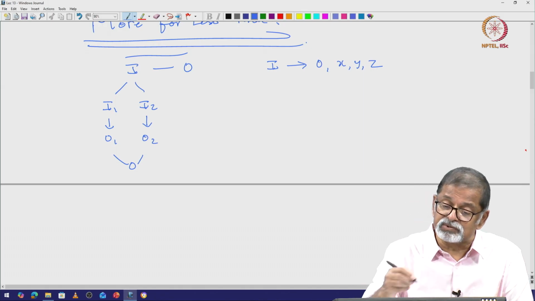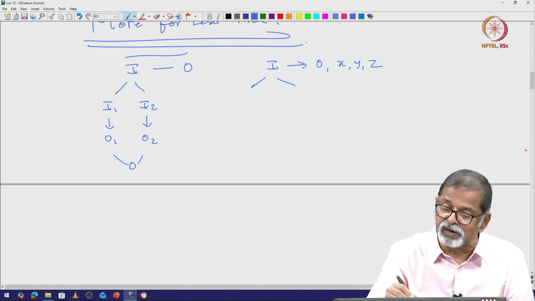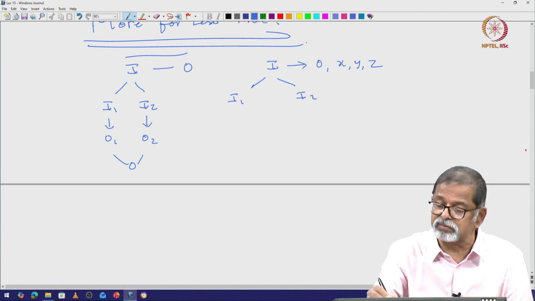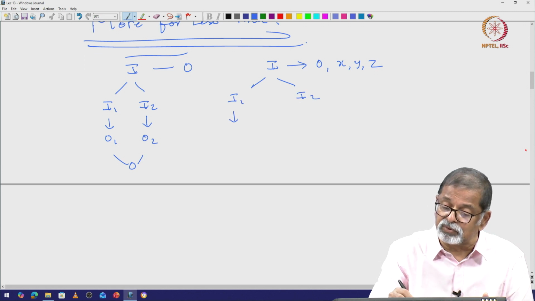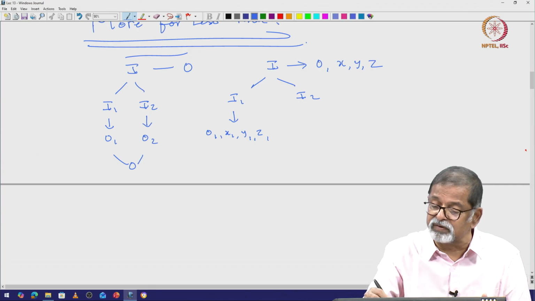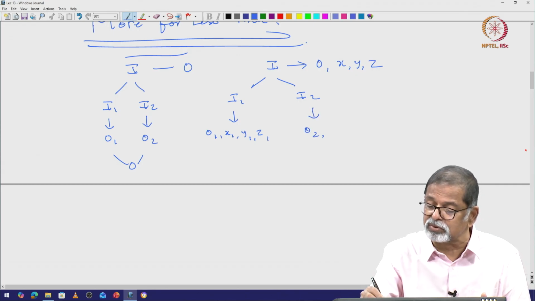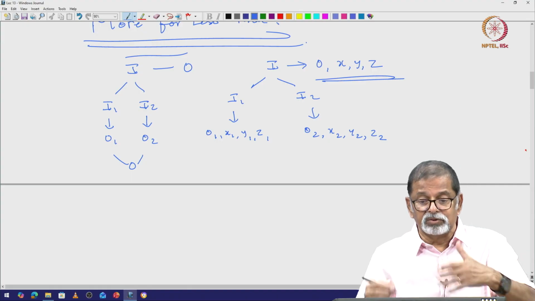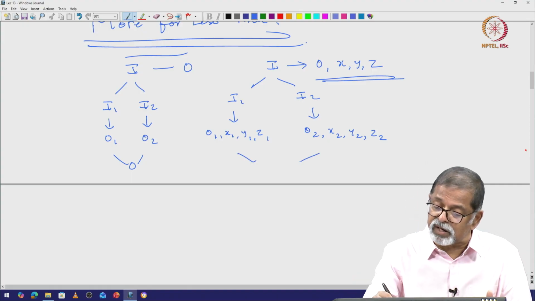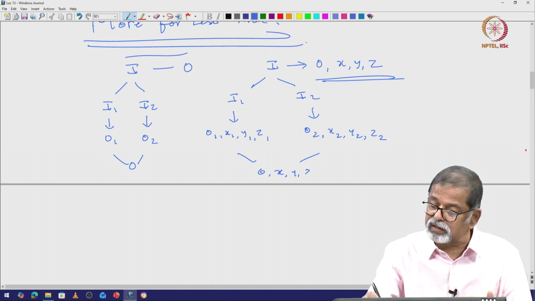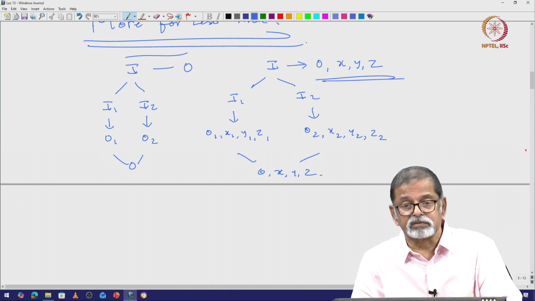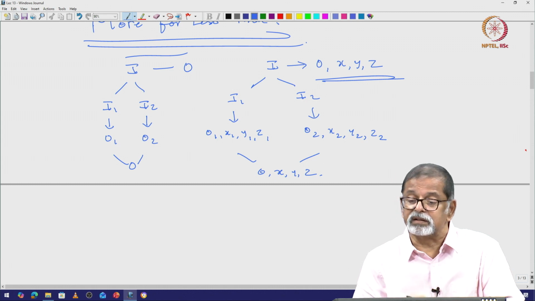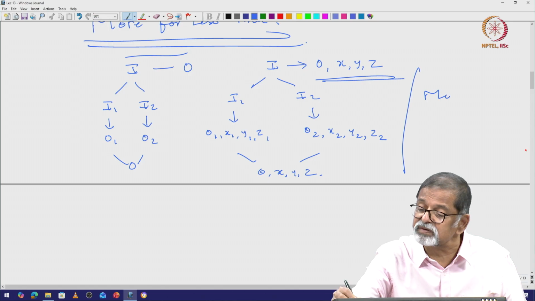In other words, when you change the specification like this, suppose you split the input to I1 and I2. So, when you solve I1, you are going to get O1, X1, Y1 and Z1, and when you solve I2, you are going to get O2, X2, Y2, Z2, because this is the specification of the problem. Recursively when you solve, you will get this. From this you try to get O, X, Y, Z, and this is going to be more efficient.